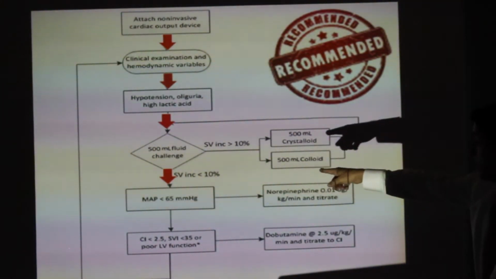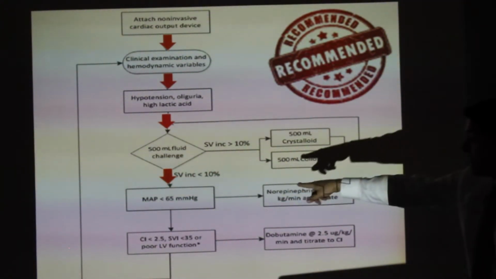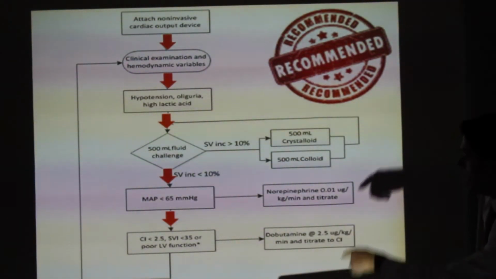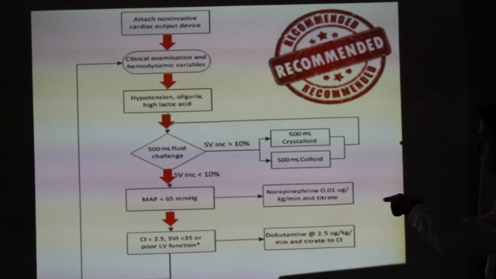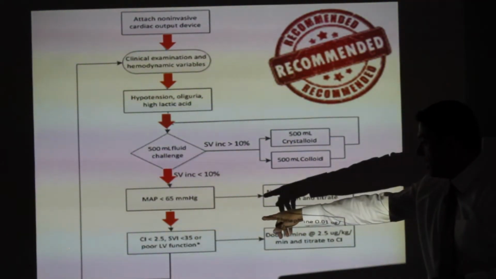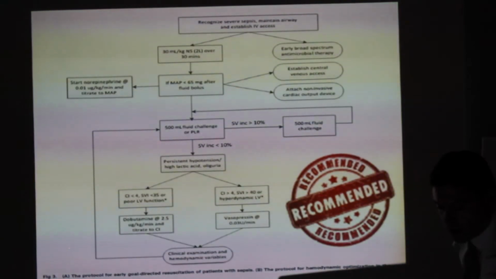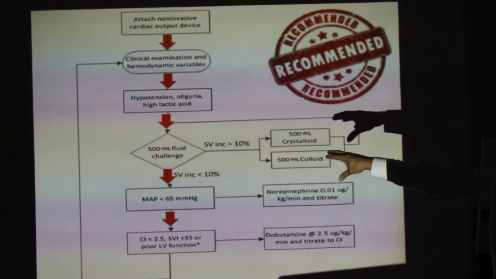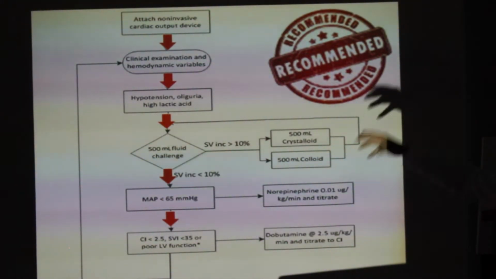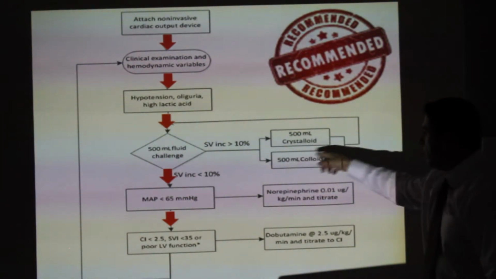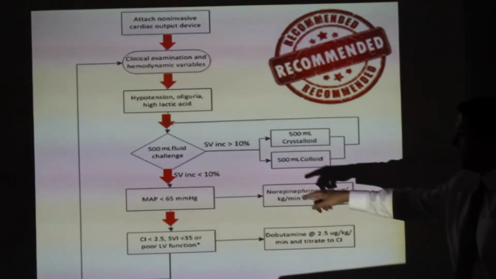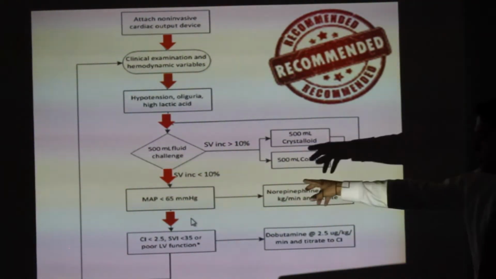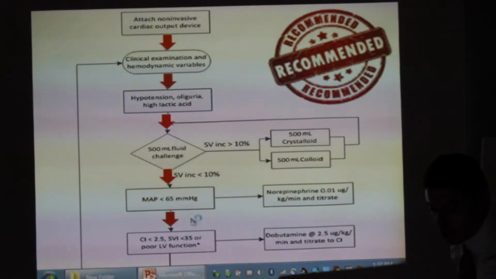If the increase is less than 10%, and MAP below 65, then you can move on to get more indices. Cardiac index is something you can get on the FloTrac, very easy. Or poor LV function. So you can start first with a volume challenge and look at the stroke volume. If you see an increase in stroke volume of more than 10%, you can give them fluid, repeat. If you don't see an increase in the stroke volume, you can look at the MAP. If it's below 65 and cardiac index less than 2.5, you can start dobutamine.